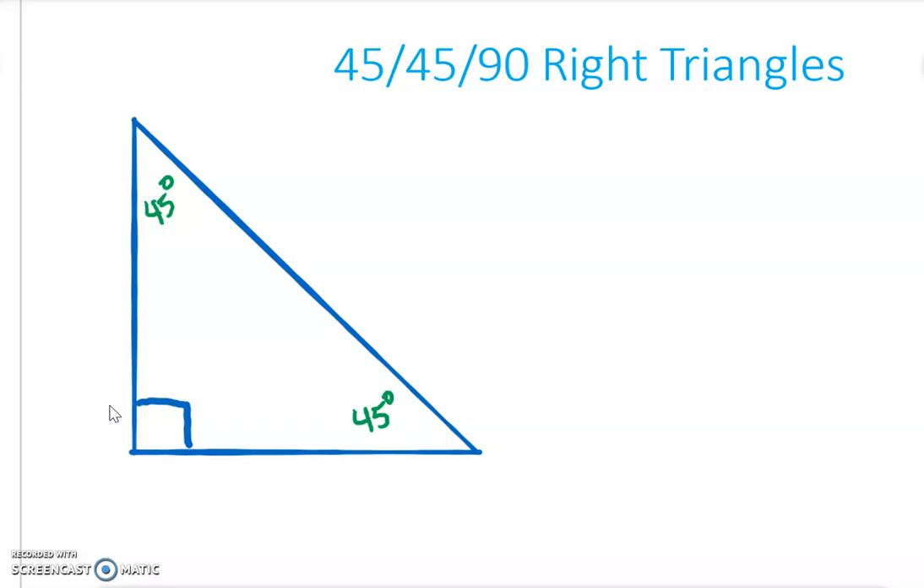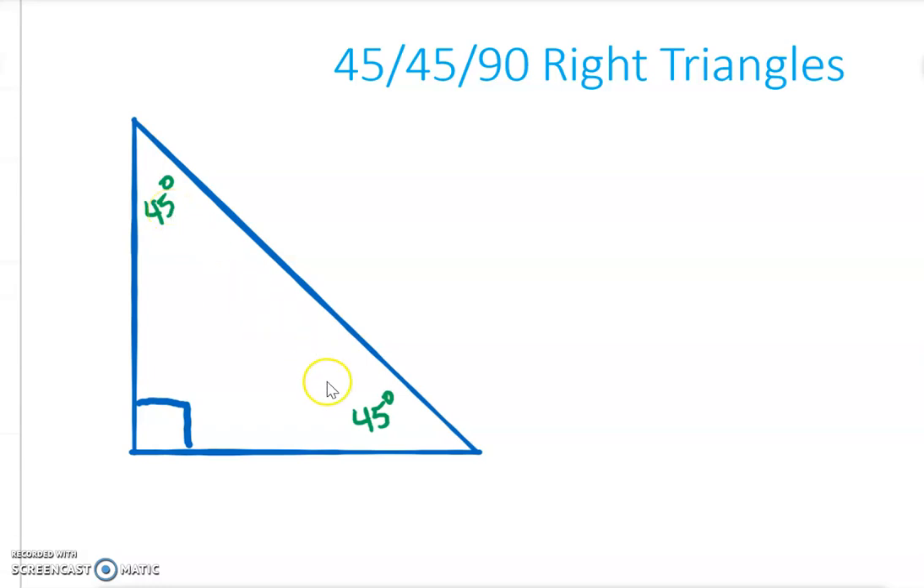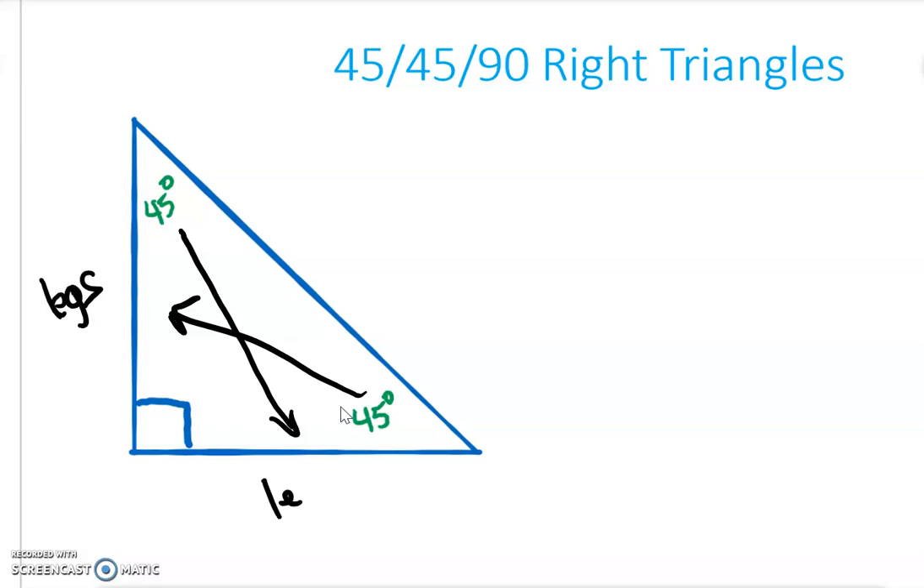When that happens, there are special relationships in terms of the side lengths. Well, first off, what we should know is that this is an isosceles triangle. If the two angles are the same, so 45 degrees, which they are, then the sides opposite those angles, that side and that side, will also be the same. We call these the legs of the 45, 45, 90, and they will always be the same length. So let's say this is x, that means this is also x.